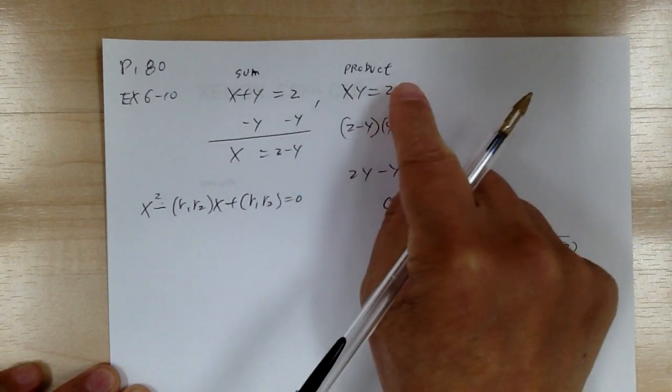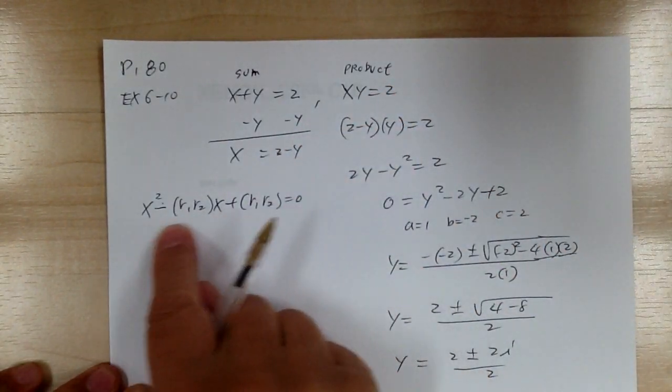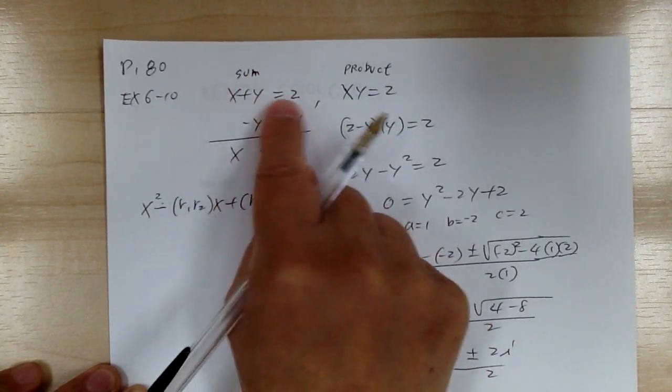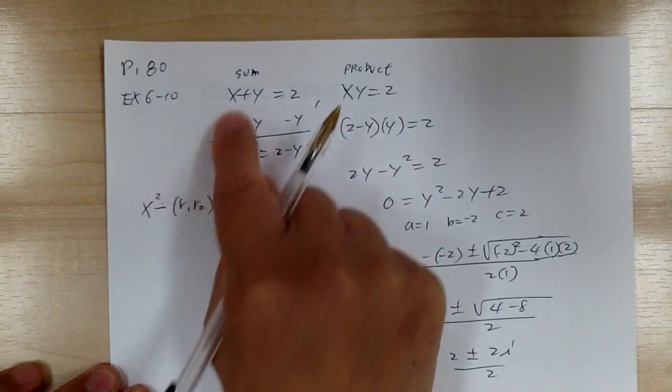So again, the variable can be flexible, right? You can use x or y. So sum is equal to 2. So these are two roots. Okay, so this x is not this x.